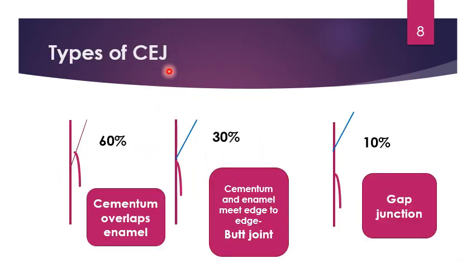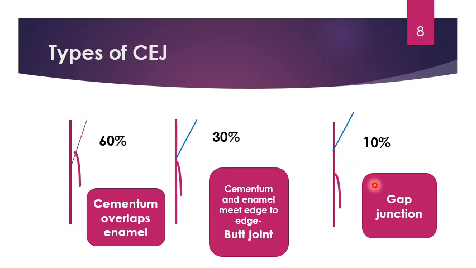A very important question, types of cemento-enamel junctions. Normally we have 3 which have been quoted in the literature. In the first, which is the most common, in 60% of the cases we see the cementum overlaps the enamel. When there is a butt end, end-to-end joining, that is 30%, an edge-to-edge joint where cementum and enamel meet edge to edge. And when there is a gap, it is 10%. So here we can have sensitivity because there is no cementum on the root surface. So there is a gap junction.